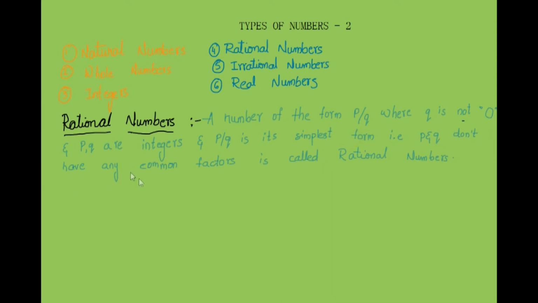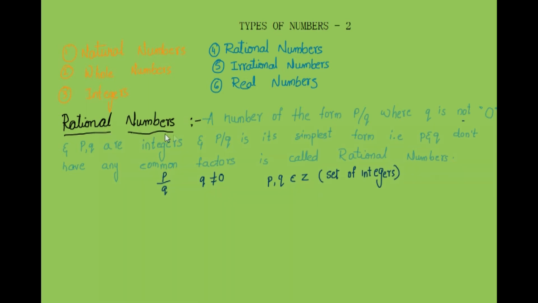It is denoted by p by q where q is not equal to 0 and p, q belong to Z. Here, what is Z? Z is the set of integers. We all know what integers are: all negative natural numbers and positive natural numbers including 0 are called integers.